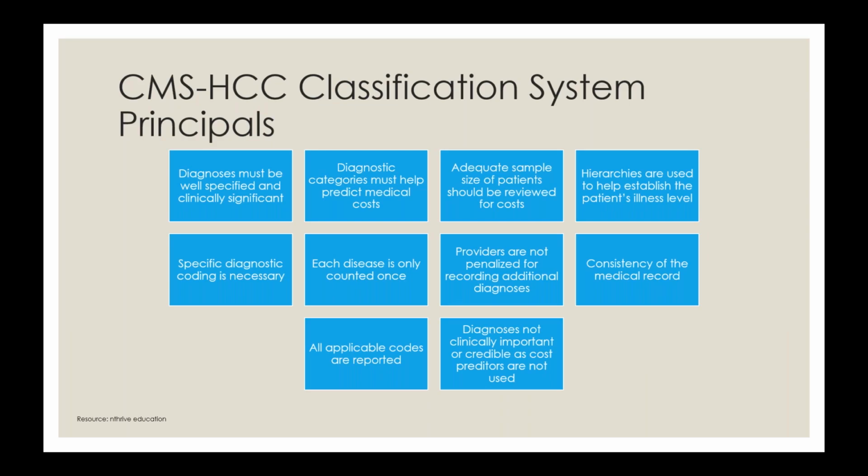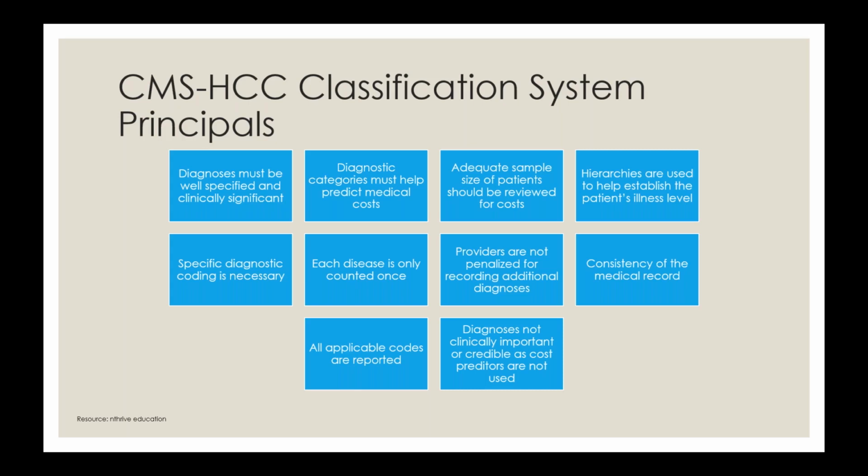And so for the CMS HCC classification system, here are some of the principles. The diagnosis must be well specified and clinically significant. Diagnostic categories must help predict the medical cost. An adequate sample size of patients should be reviewed for cost. Hierarchies are used to help establish the patient's illness level. Specific diagnostic coding is necessary.